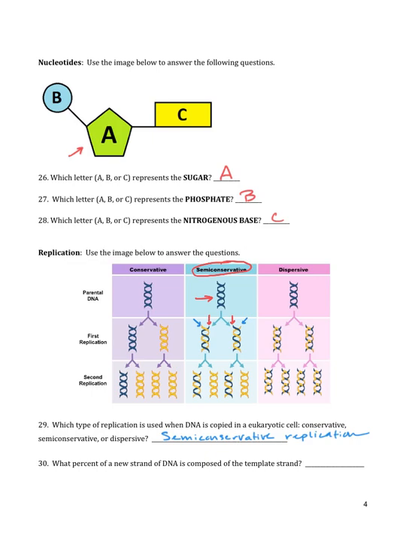And then number 30 says what percent of a new strand of DNA is composed of the template strand. If you look, you can see half is yellow, half is blue, meaning half is old and half is new. So that is 50%. Again, that's because DNA has a semi-conservative way of replicating.